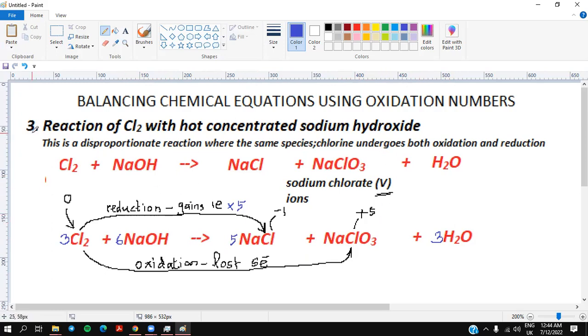So under reaction number 3, in addition to balancing chemical reactions, we also found out that these reactions are of a particular type called disproportionation reaction. For your exam, you should know the meaning of a disproportionation reaction. It is a reaction where the same species, the same element, here it is chlorine, undergoes both oxidation and reduction.